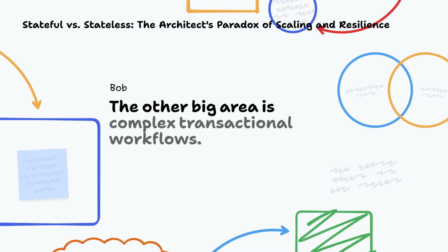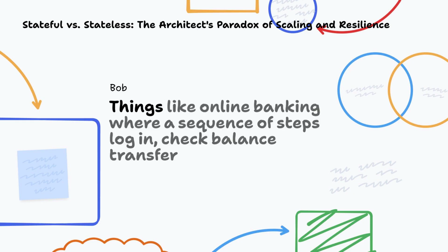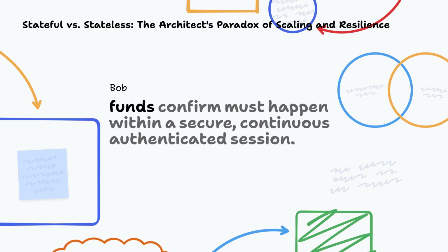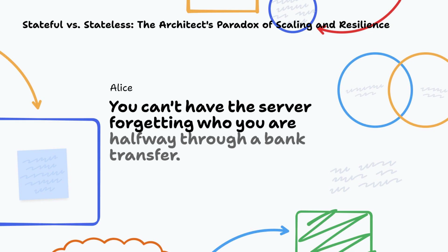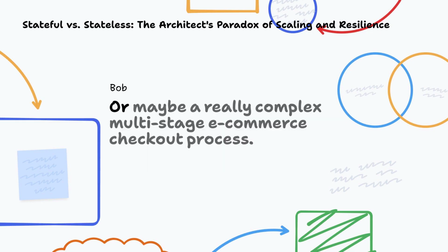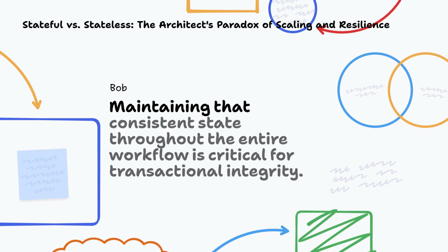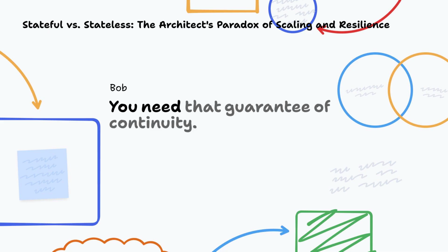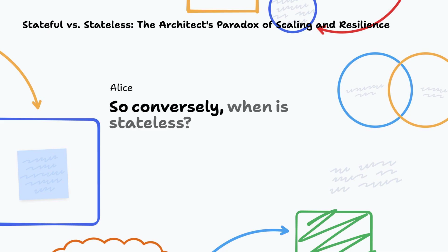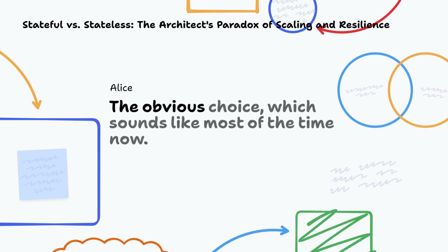The other big area is complex transactional workflows. Things like online banking, where a sequence of steps, log in, check balance, transfer funds, confirm, must happen within a secure, continuous, authenticated session. Right, you can't have the server forgetting who you are halfway through a bank transfer. Absolutely not. Or maybe a really complex, multi-stage e-commerce checkout process. Maintaining that consistent state throughout the entire workflow is critical for transactional integrity. You need that guarantee of continuity. Makes sense. So conversely, when is stateless the obvious choice? Which sounds like most of the time now.